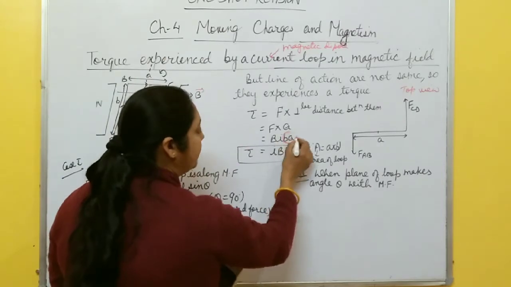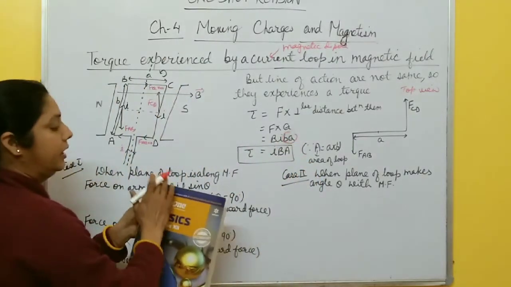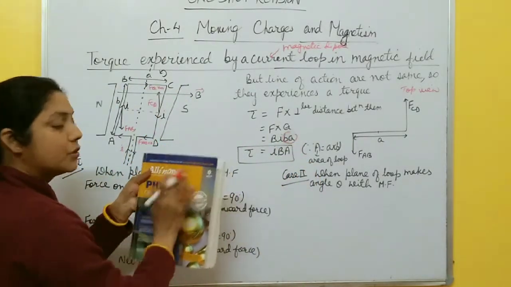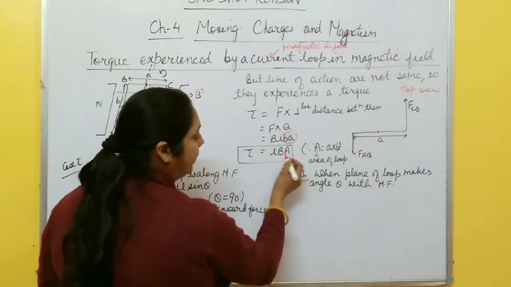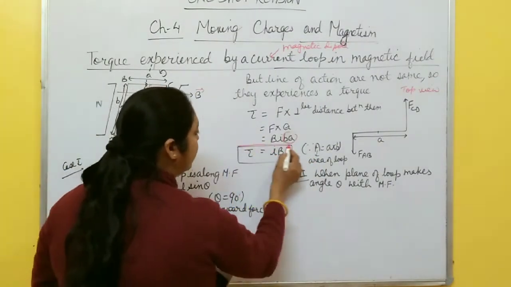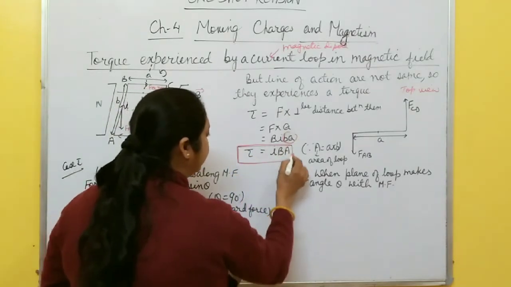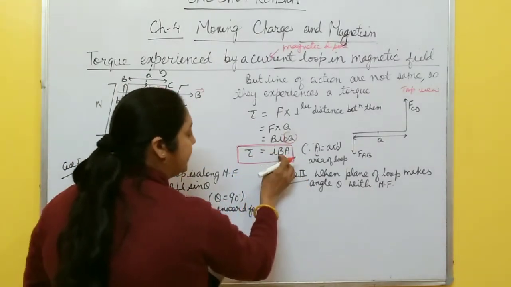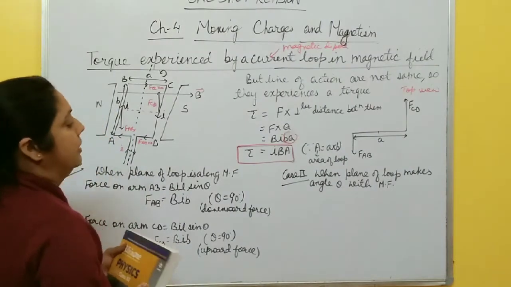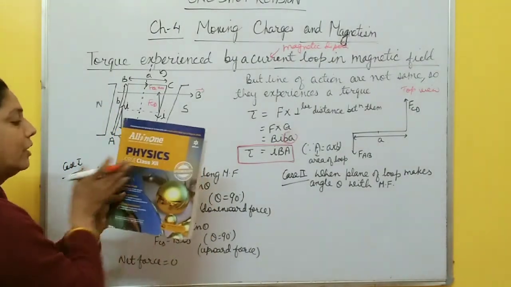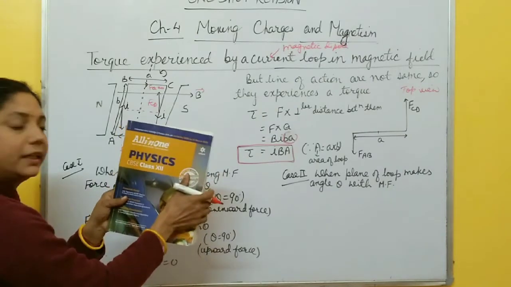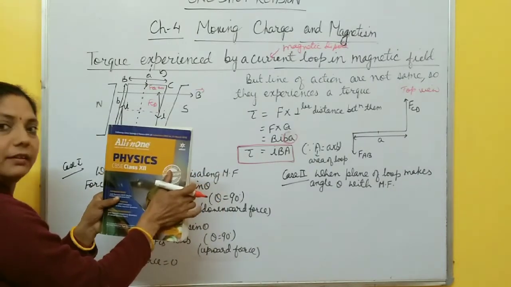And this B into A is what? A is this length, B is the breadth. So A into B is the area of the loop. You can write here A, the area of the loop. So the torque experienced by this rectangular coil is IBA, right? This is the case when the plane of the loop is along the direction of the magnetic field. Both are in the same direction, right?